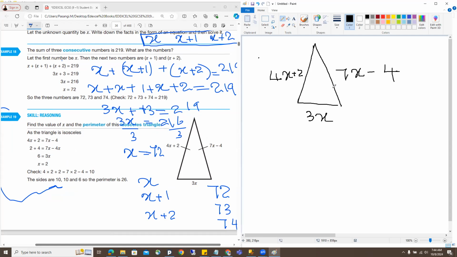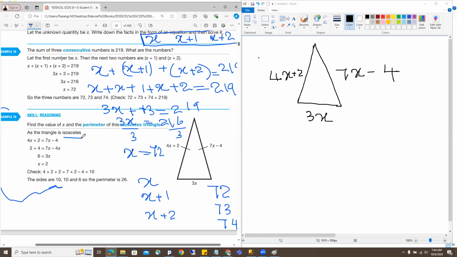Now, what they are saying is find the value of x and the perimeter of this isosceles triangle. Isosceles triangle means what? What is the speciality of this isosceles triangle?